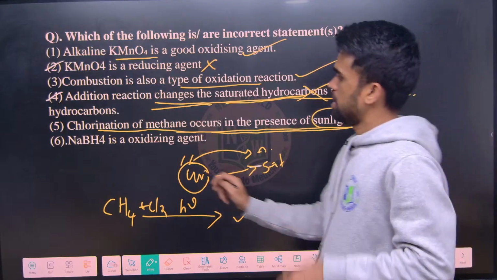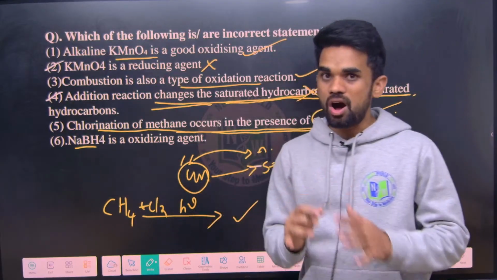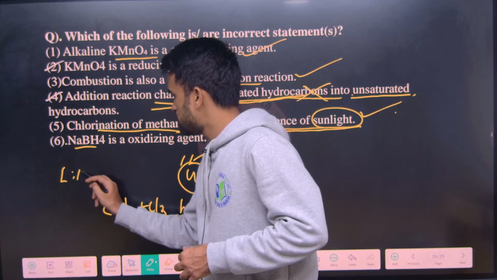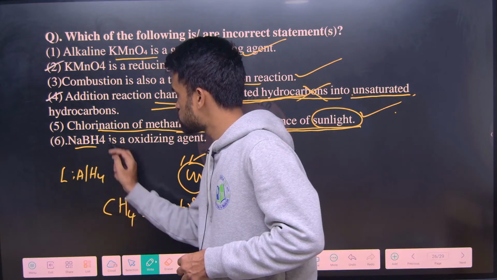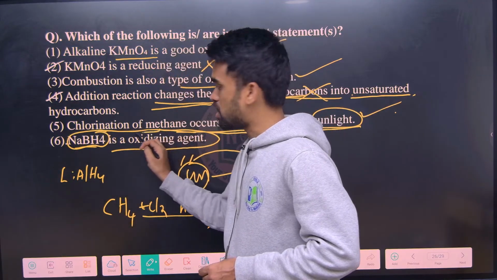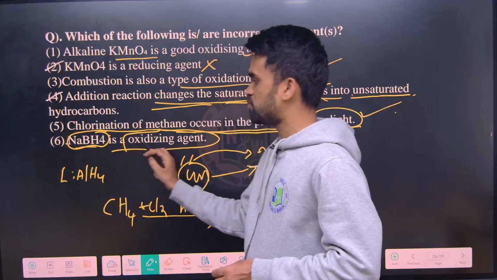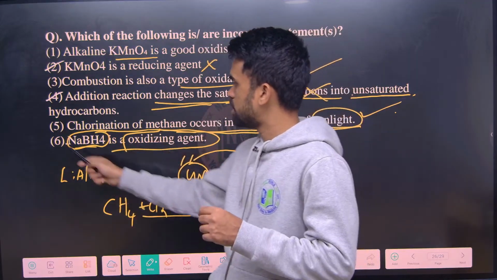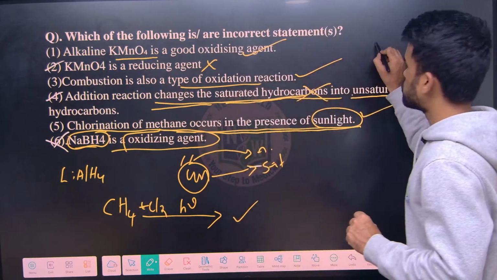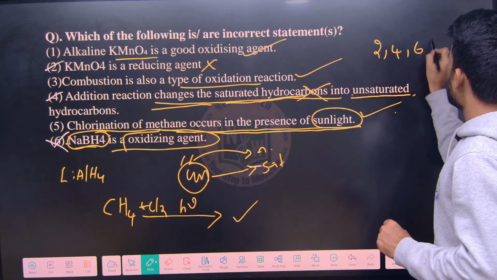Perfect. Next, NaBH4 is not an oxidizing agent, like I told you about lithium aluminum hydride. Here it is sodium borohydride. So this is a reducing agent, not an oxidizing agent. NaBH4 is mentioned as oxidizing. No, it is a reducing agent. So what are the incorrect statements out of this? 2, 4, 6 as your answer.